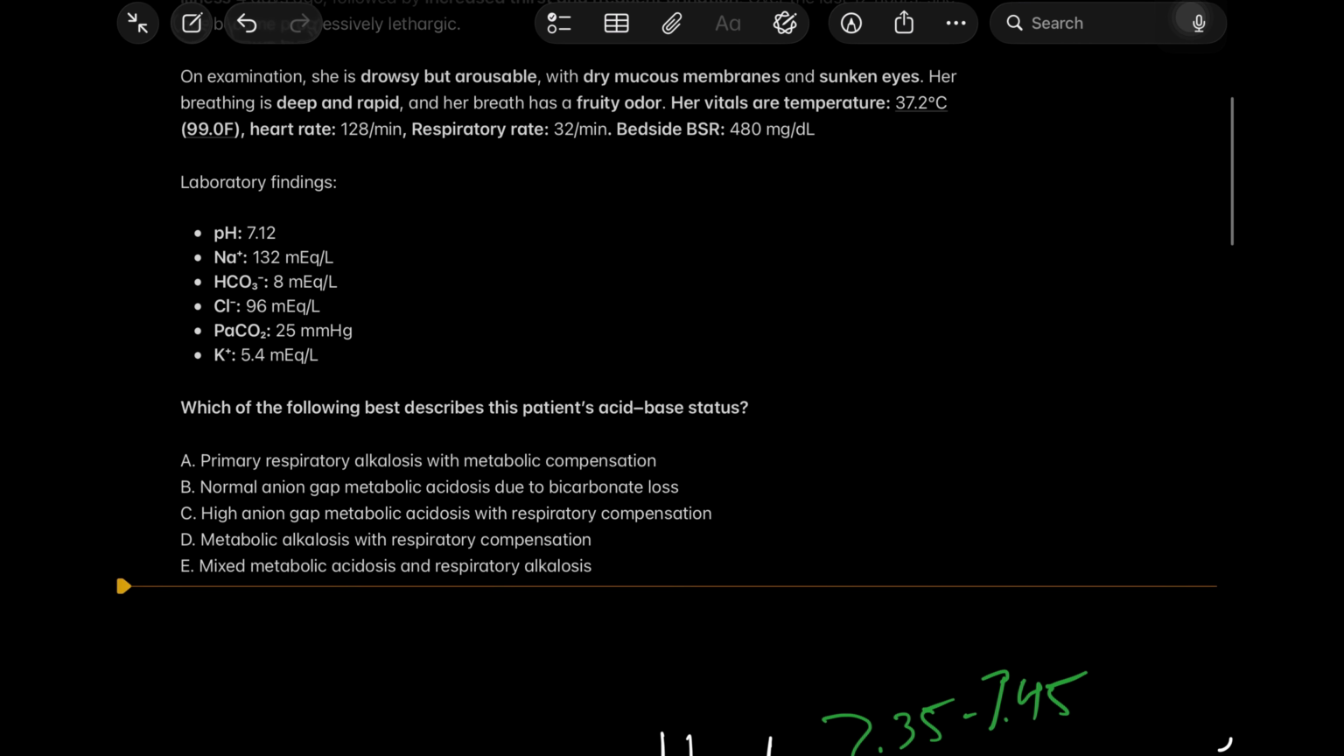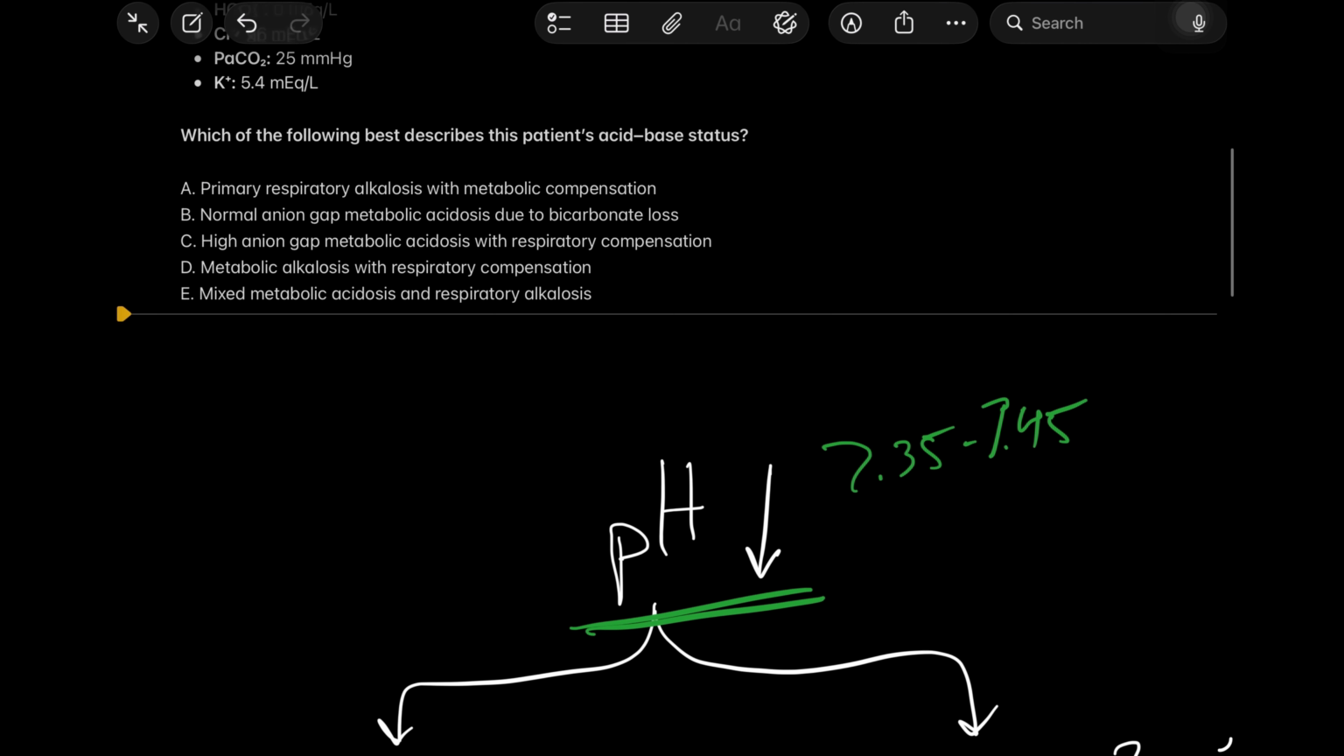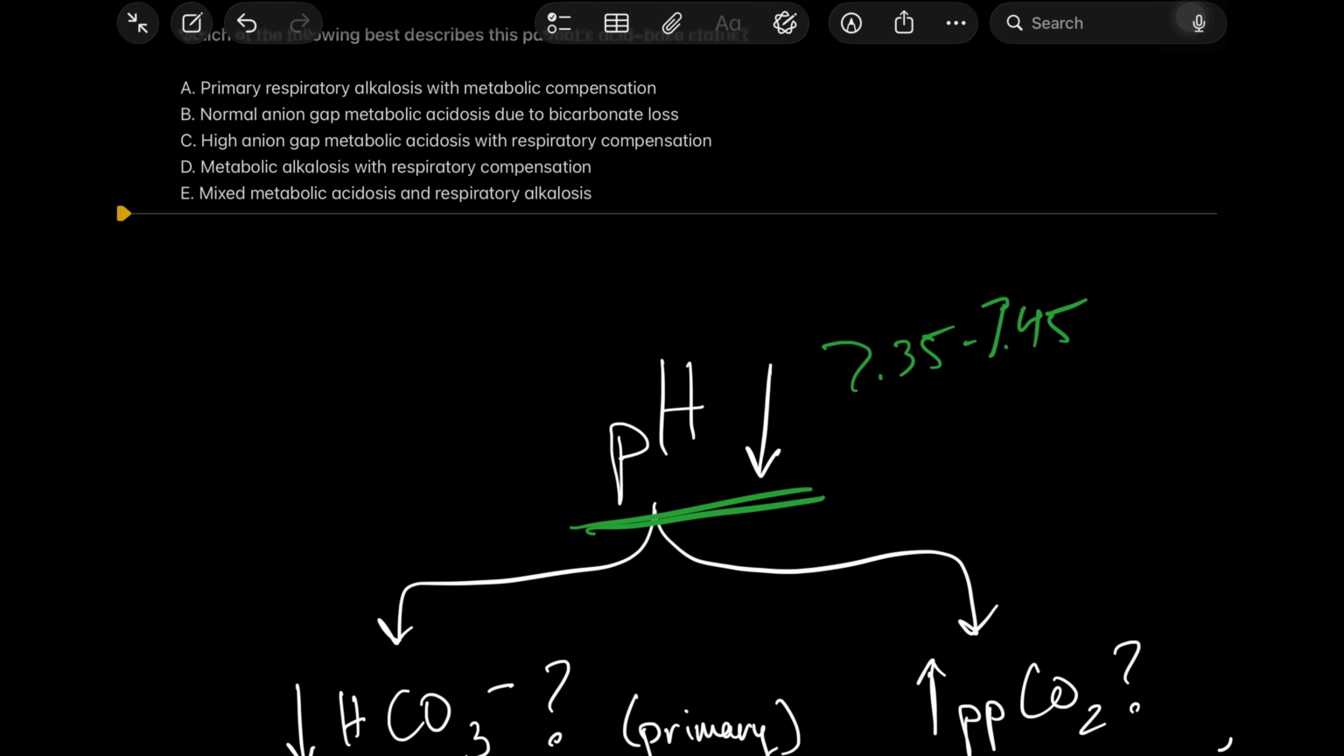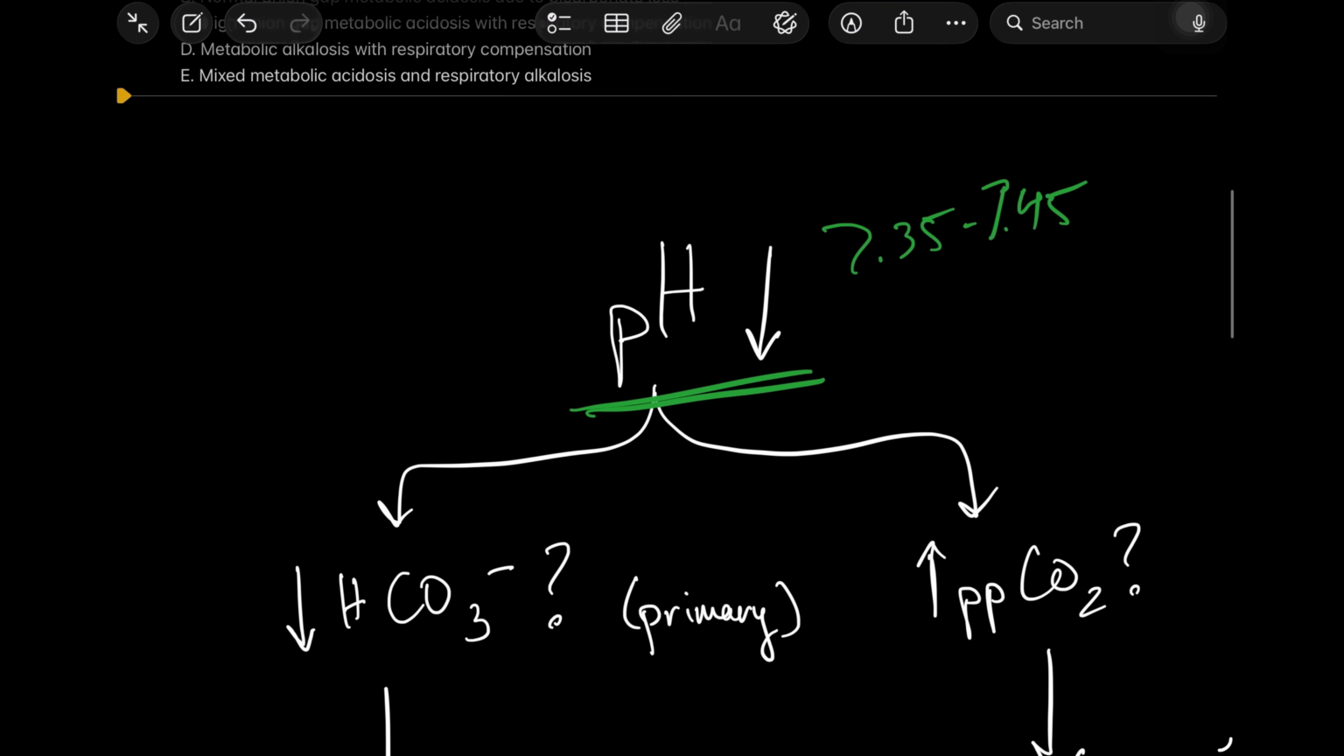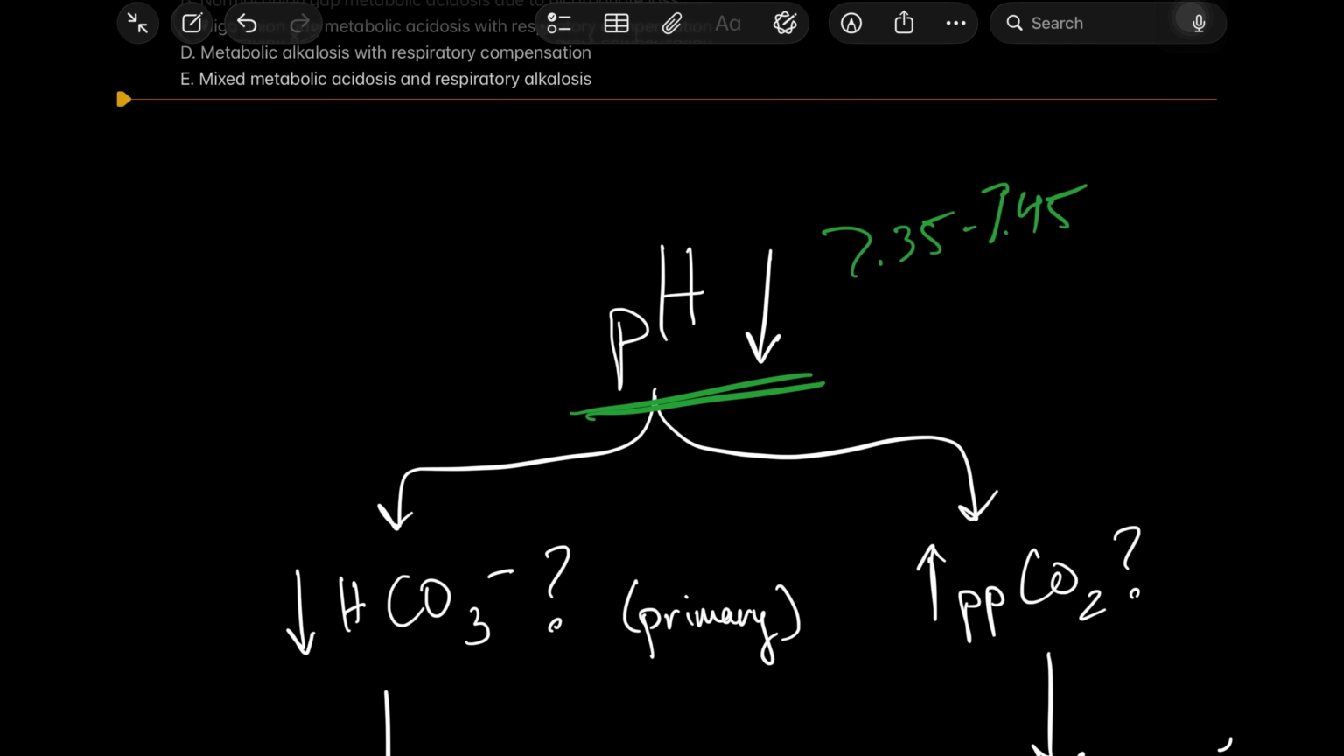Now, we know the pH is low. What's the cause of it? It could either be a metabolic cause or a respiratory cause. If it's a metabolic cause, her bicarbonate should go low, whereas if it is a respiratory cause, her partial pressure of carbon dioxide should go up, because the more carbon dioxide that is retained in the body, the more carbon dioxide converts into carbonic acid, which would then cause the pH to go down.